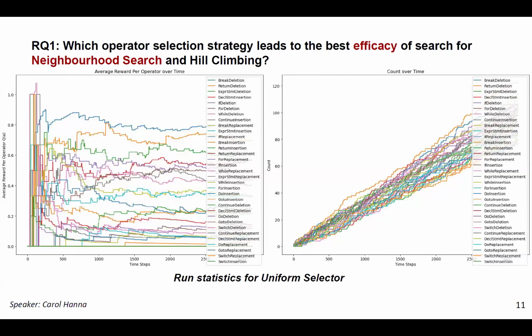I think what's more interesting is this, to get a sense of what is going on behind the scenes. So I'll be presenting the run statistics for each of the operator selection strategies, starting with the uniform selector. That's the one that always selects with the same probability. So obviously none of this actually affects the search. With the uniform selector, we're always selecting with equal probabilities.